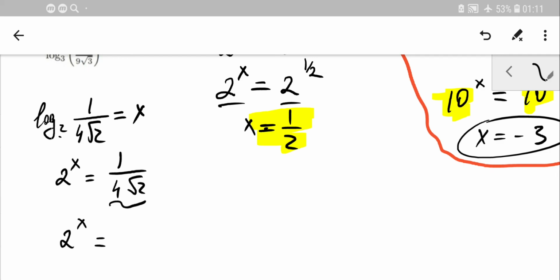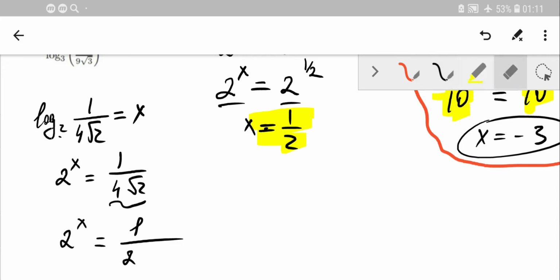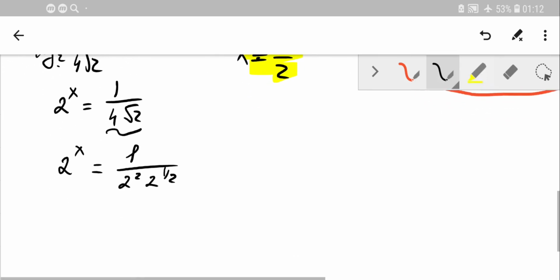2 to the power of x is going to be 1 over... So instead of 4, we just use 2 squared. We use index notation one more time. So it's simply 2 squared. And instead of square root of 2, we'll use 2 to the power of 1 over 2. That's a bit more tricky, definitely.